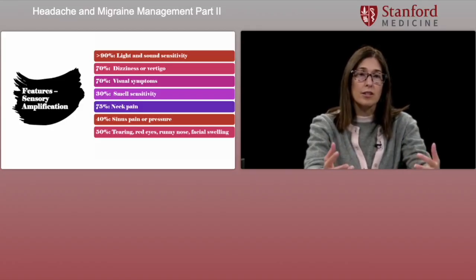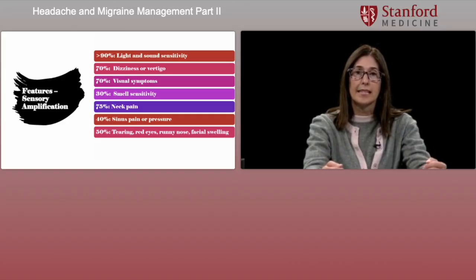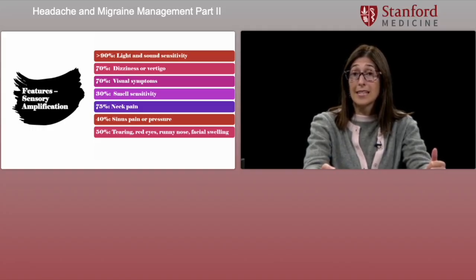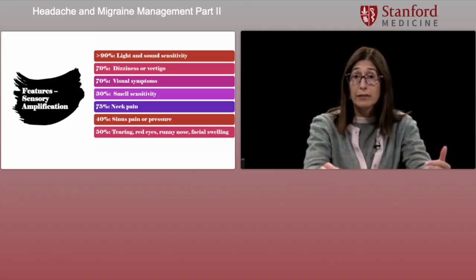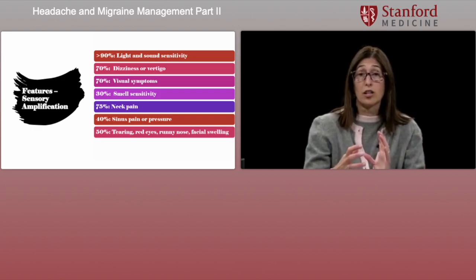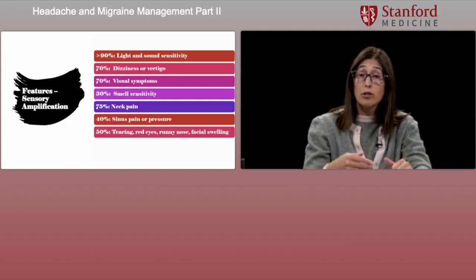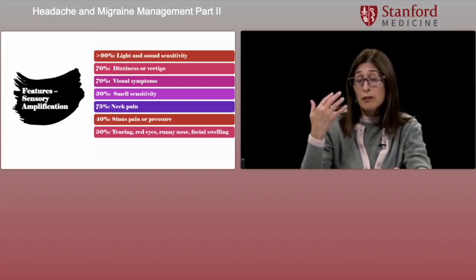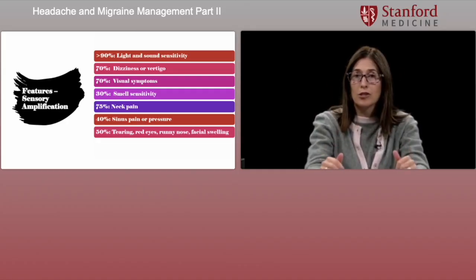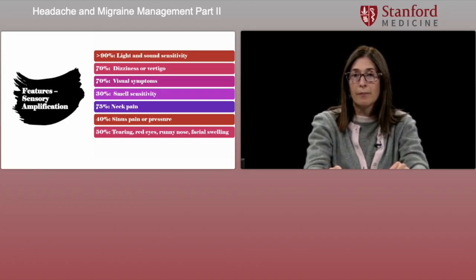There's a lot of other features to migraine that indicate sensory amplification. Over 90% of patients have light and sound sensitivity. 70% of migraine sufferers have dizziness or vertigo at some point, maybe not with every migraine. 70% of migraine patients have visual symptoms, and we'll talk a little bit more about that. It could be a visual change that occurs prior to the onset of the headache, but also during the headache. They can have blurry vision, or sometimes their eyelids drop a little bit. We call that ptosis. Sometimes they can see different colors.